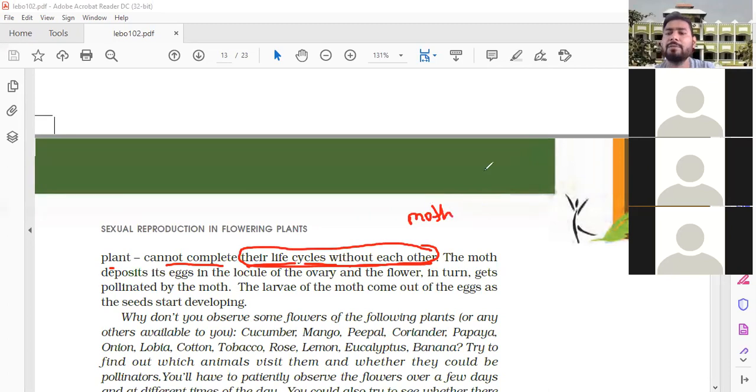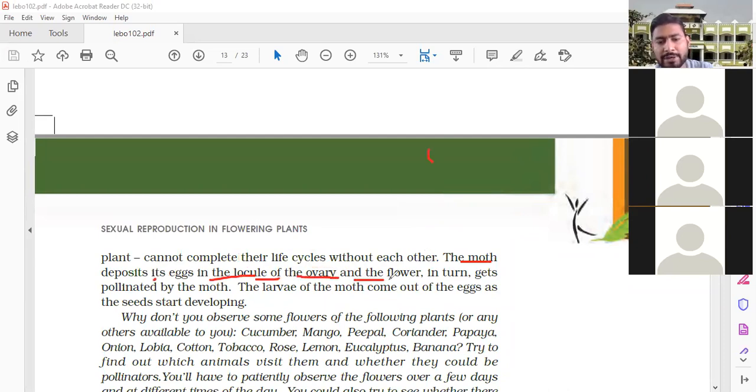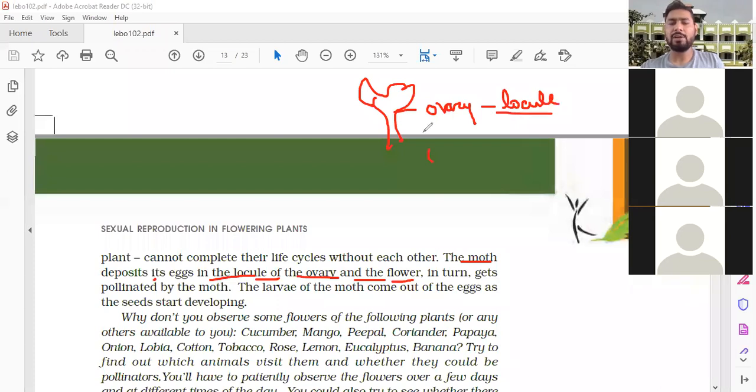This is the moth, an insect, and Yucca is the plant. Both are complementary with each other. How is it complementary? Just look. The moth deposits its eggs in the locule of the ovary of the flower. Yucca plants have the flower. In the flower, they have the ovary. The ovary has the locule, the chamber of the ovary. In the locule, the moth deposits its eggs, meaning they lay their eggs.